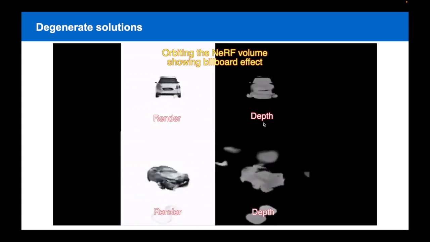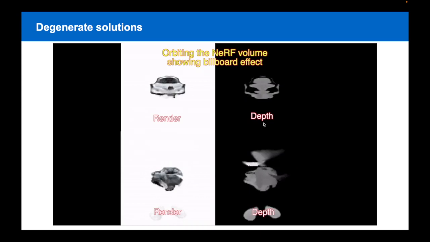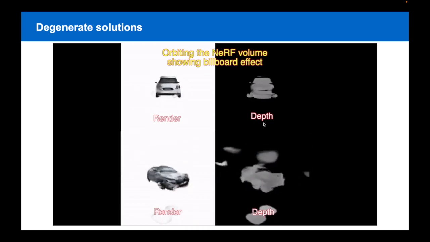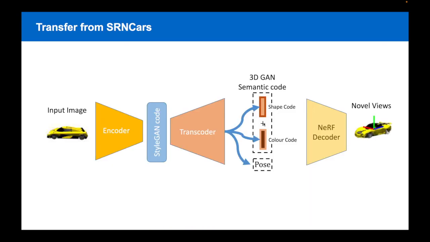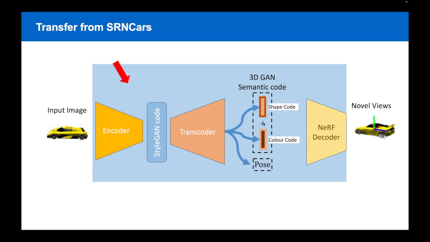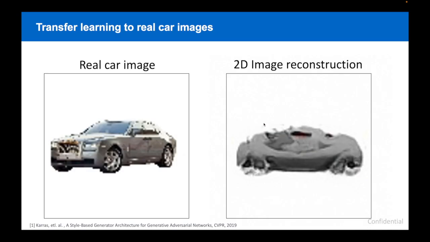However, our model has a nice property which allows it to be pre-trained on synthetic data, such as SRN cars, and transferred to real data, which solves this viewpoint distribution problem. So we can pre-train our model on the SRN cars and fine-tune the model in phase 2 on real cars.